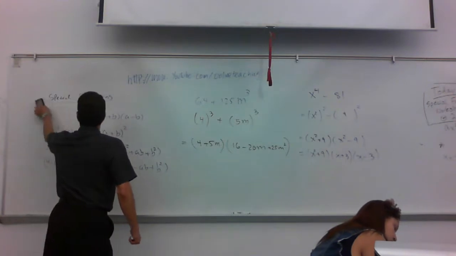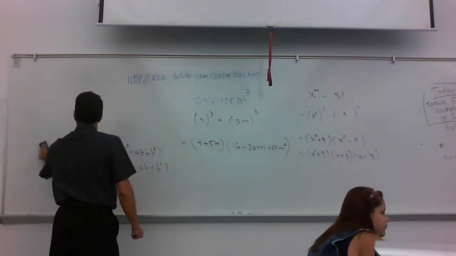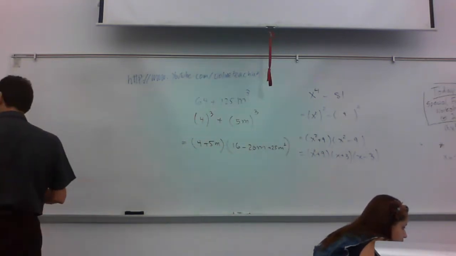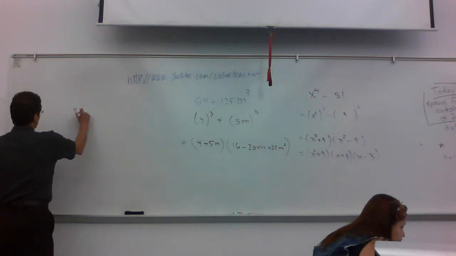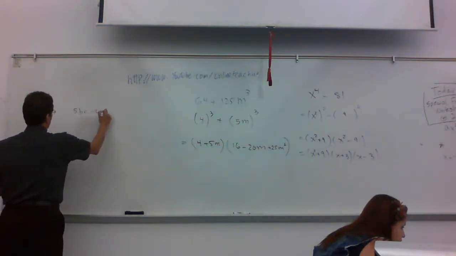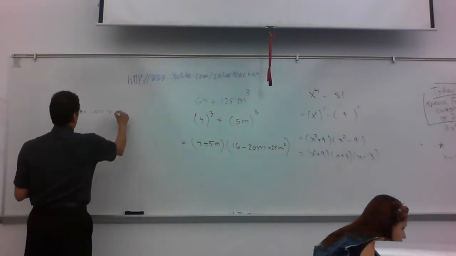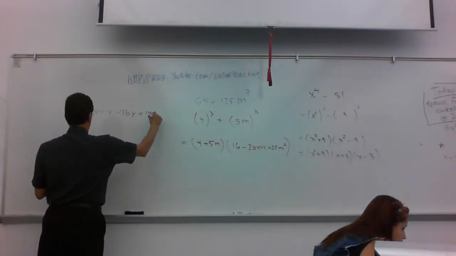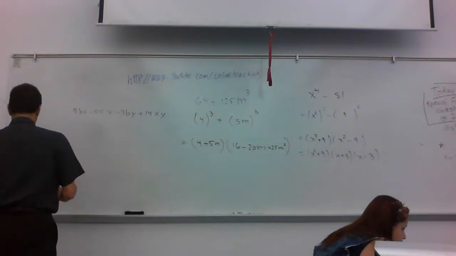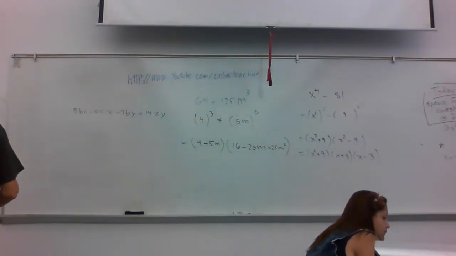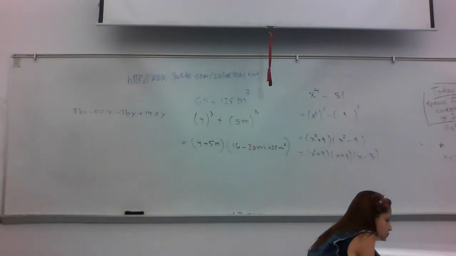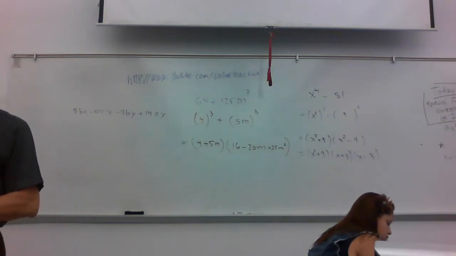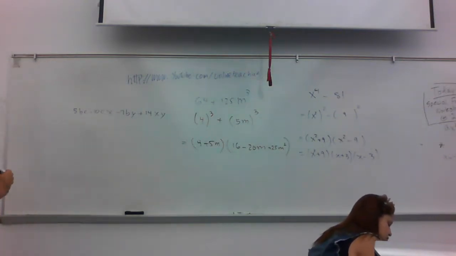All right, so let us see a couple more examples. Let's see. We have the following: 5BC minus 10CX minus 7BY plus 14XY. And we're going to see if anything works out. Now, remember what we said. If we have more than 3 terms, that means 4 or more, there has to be some sort of grouping. In this case, let us group the first 2.